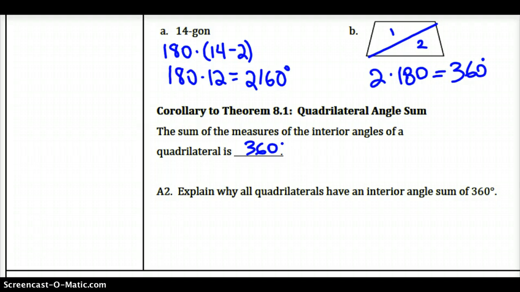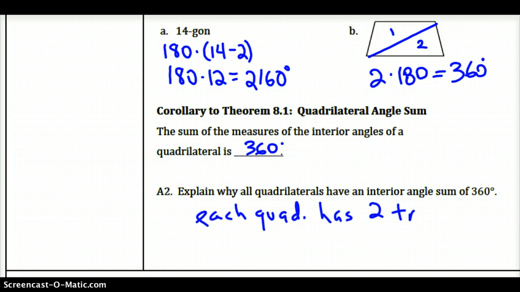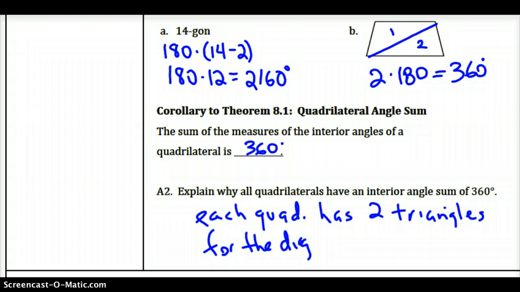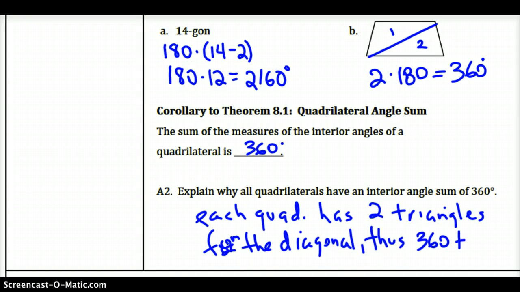Every quadrilateral, as long as it's convex, will have 360 degrees. And why that is, each quadrilateral has 2 triangles from the diagonal, thus 360 total.